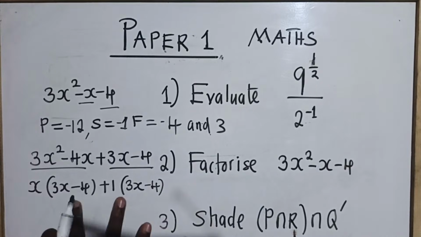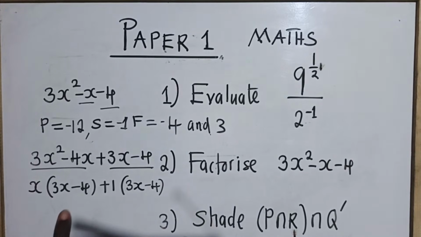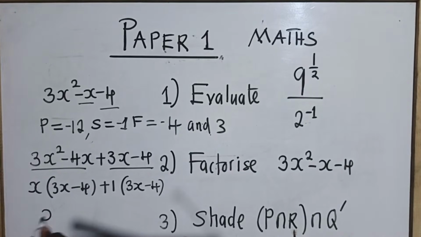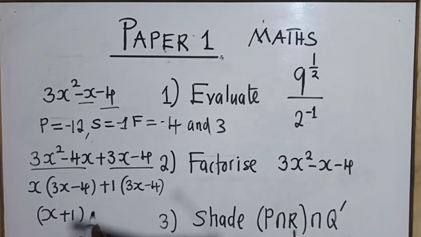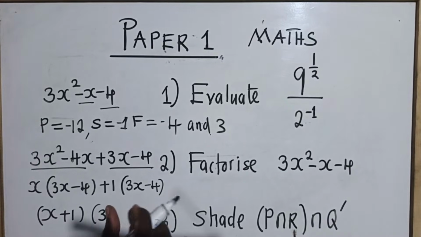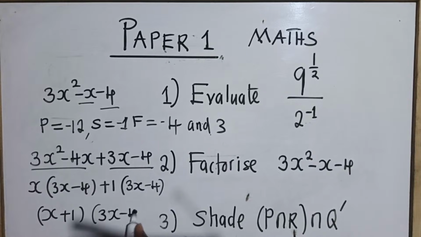So you can see that what we have here are the same. What is here and what is right here are the same. If they are the same, you can now get what is in front of the brackets, like it is x plus 1. And also you get one of these, which is 3x minus 4. So like this, you factorized completely. So this is how it goes.